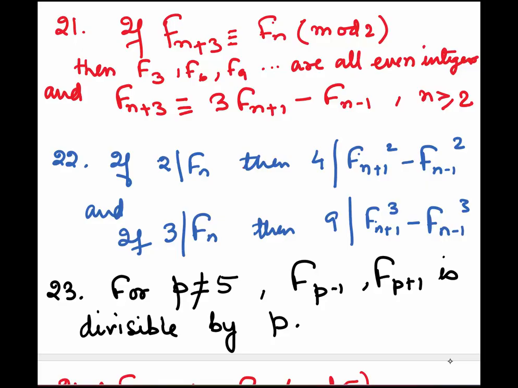See, you have another result where if 2 divides fn, then 4 will always divide f of n plus 1 whole square minus f of n minus 1 whole square. And if 3 divides fn, then 9 will divide f of n plus 1 cube minus f of n minus 1 cube. Next result is also quite interesting. If p is not equal to 5, that is for all other primes except p equal to 5, f of p minus 1 and f of p plus 1 is divisible by p.